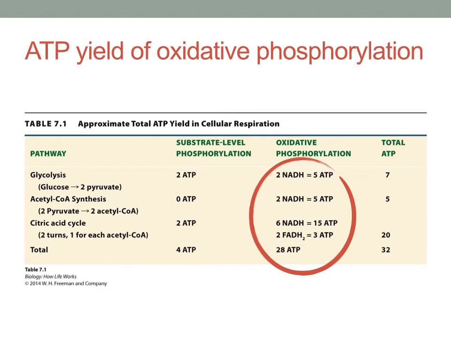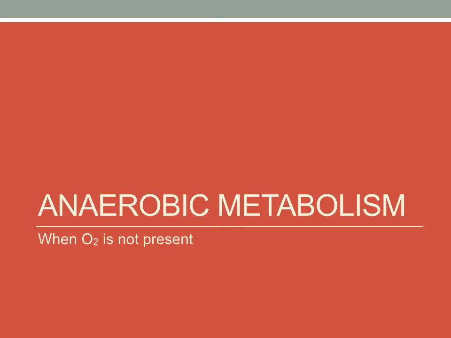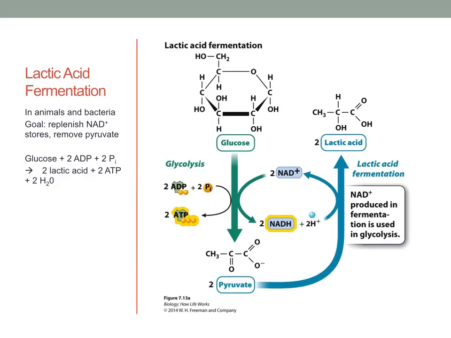You see that it is the most part of the production of energy from the glucose molecule. What happens now if oxygen is not present? If oxygen is not present, then you cannot have the final acceptor in the electron transport chain, and as a result, you cannot produce energy from oxidative phosphorylation. So now it means that you will have less energy produced from the glucose molecule.